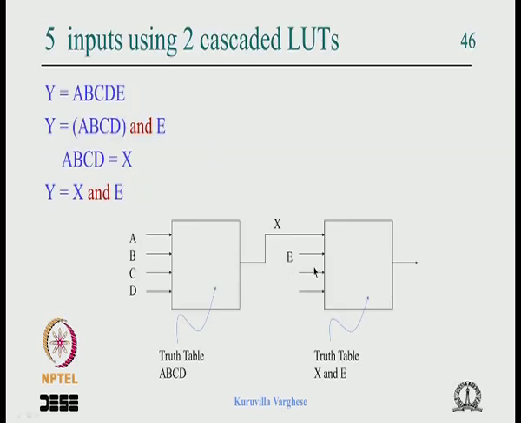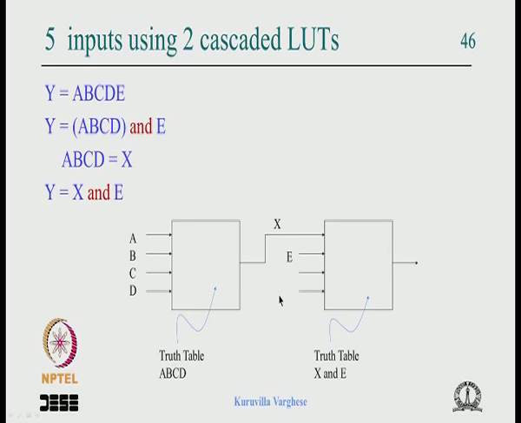Similarly, you can use 5 input instead of using 2 lookup tables with an F5 mux. You can cascade 2 lookup tables, and ABCDE can be implemented as ABCD and E, and we implement ABCD as X in a lookup table, and X is cascaded with the E using another lookup table. Then you get it. Okay, you don't need an F5 mux, you can use a cascade.